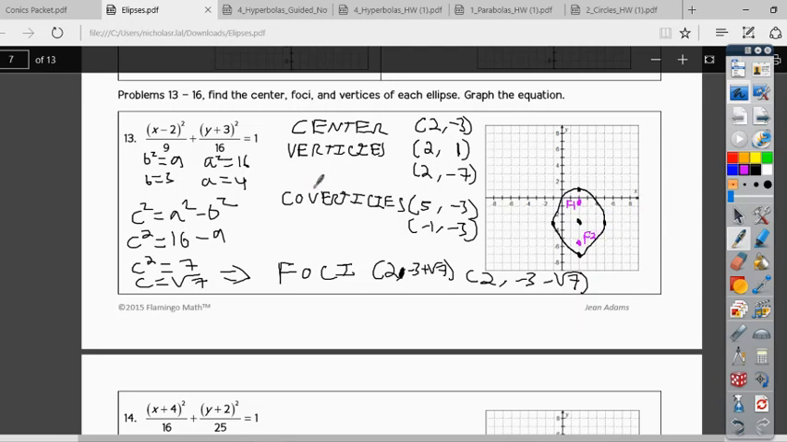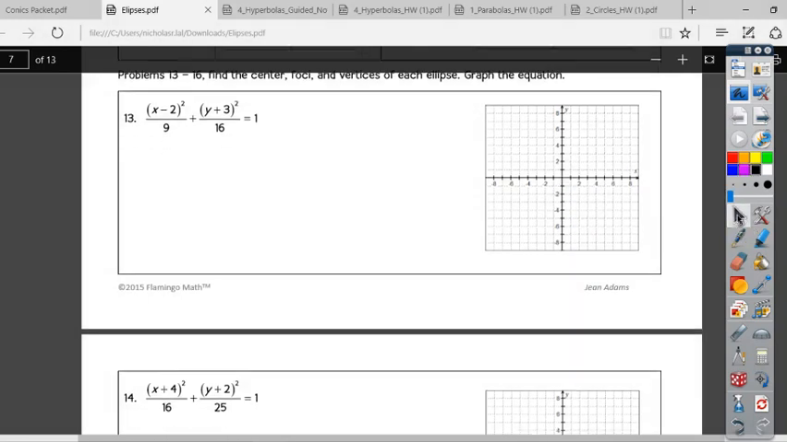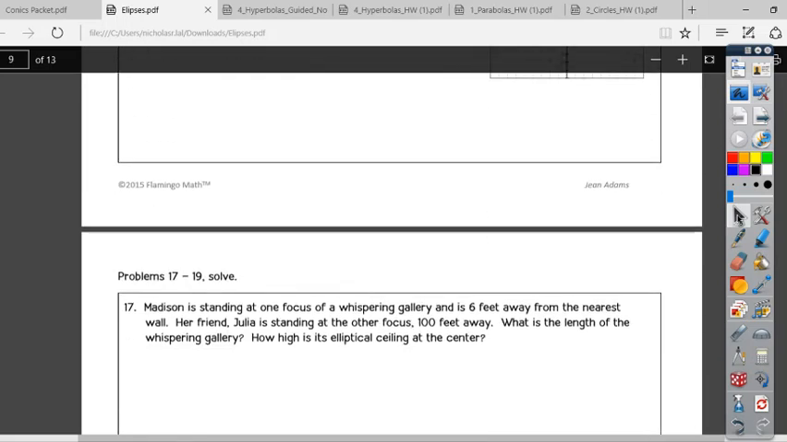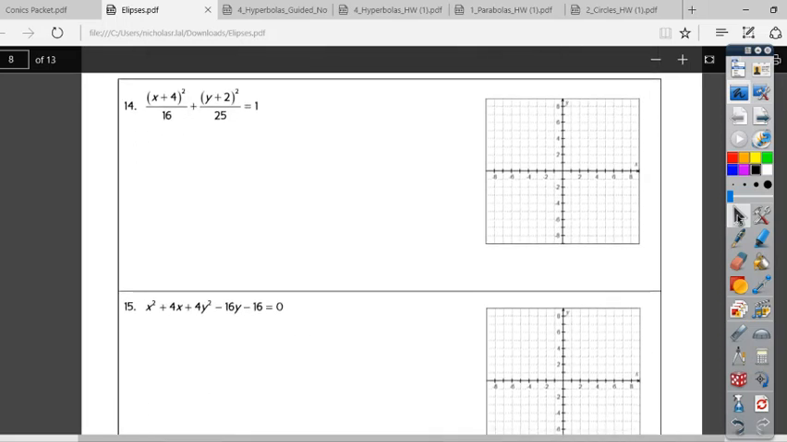Alright. So that's graphing the equation, and it's find the center, the vertices, the co-vertices, foci, and graphing it. Alright, that's 13. Let's move to 14, 15. Alright, so 14. X plus 4 squared over 16, y plus 2 squared over 25. So, center, negative 4, negative 2.